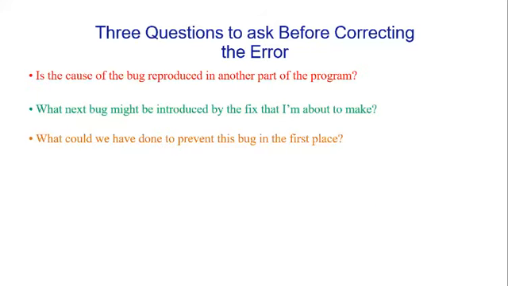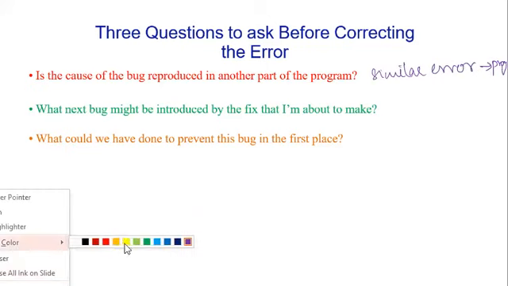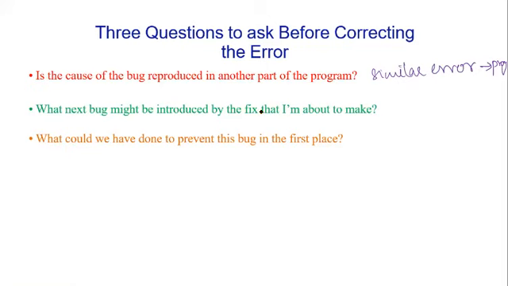Now, the three questions that need to be asked before correcting any error: is the cause of the bug reproduced in another part of the program? That is, whether a similar error can be occurring in another part of the program, that will be identified. Then, what next bug might be introduced by the fix that I'm about to make? This means that the source code that you've coded should be studied so that you identify the logic and the different data structures that are related. So when you study the different logic of your program, you're going to see whether making any changes is going to affect other parts of the program. So you're going to study the logic and the data structures of the program.